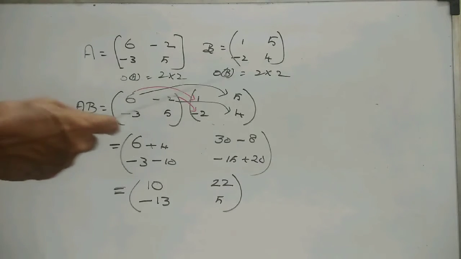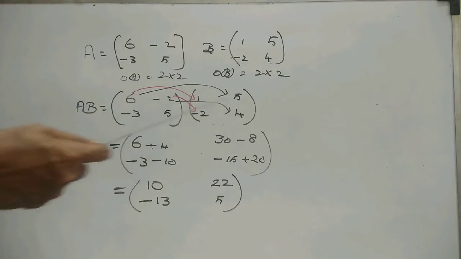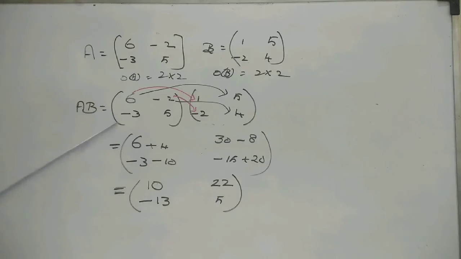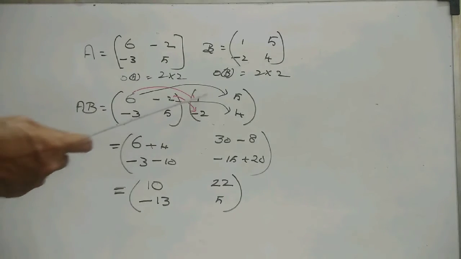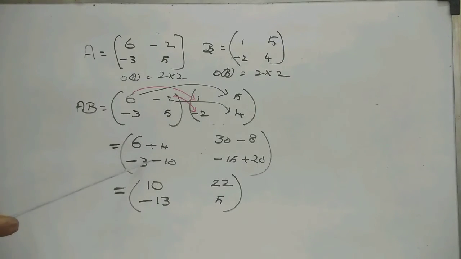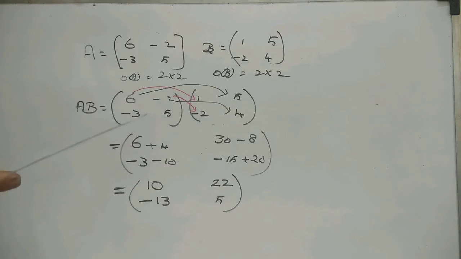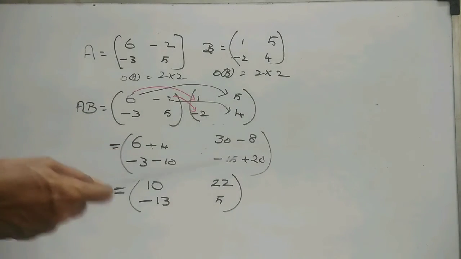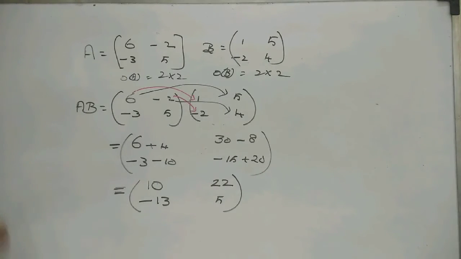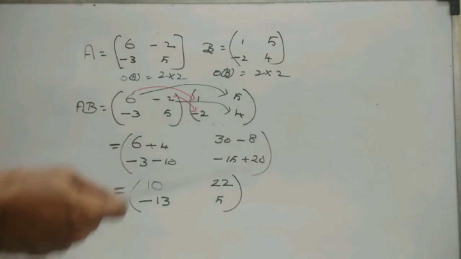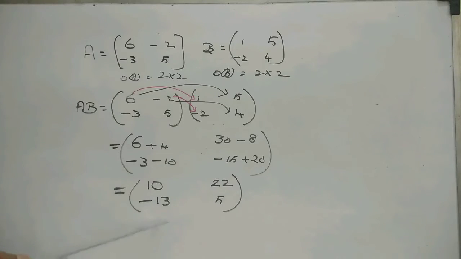Now for the second column, 6 into 5, then minus 2 into 4, so minus 8. Similarly, second row with the first column, minus 3 into 1, plus 5 into minus 2, that is minus 10. Similarly, second row, second column, minus 3 into 5 and then 5 into 4, so minus 15 plus 20. Now simplify: 6 plus 4, 10; 30 minus 8, 22; minus 3 and minus 10, minus 13; and 20 minus 15, 5. That's our answer, AB.